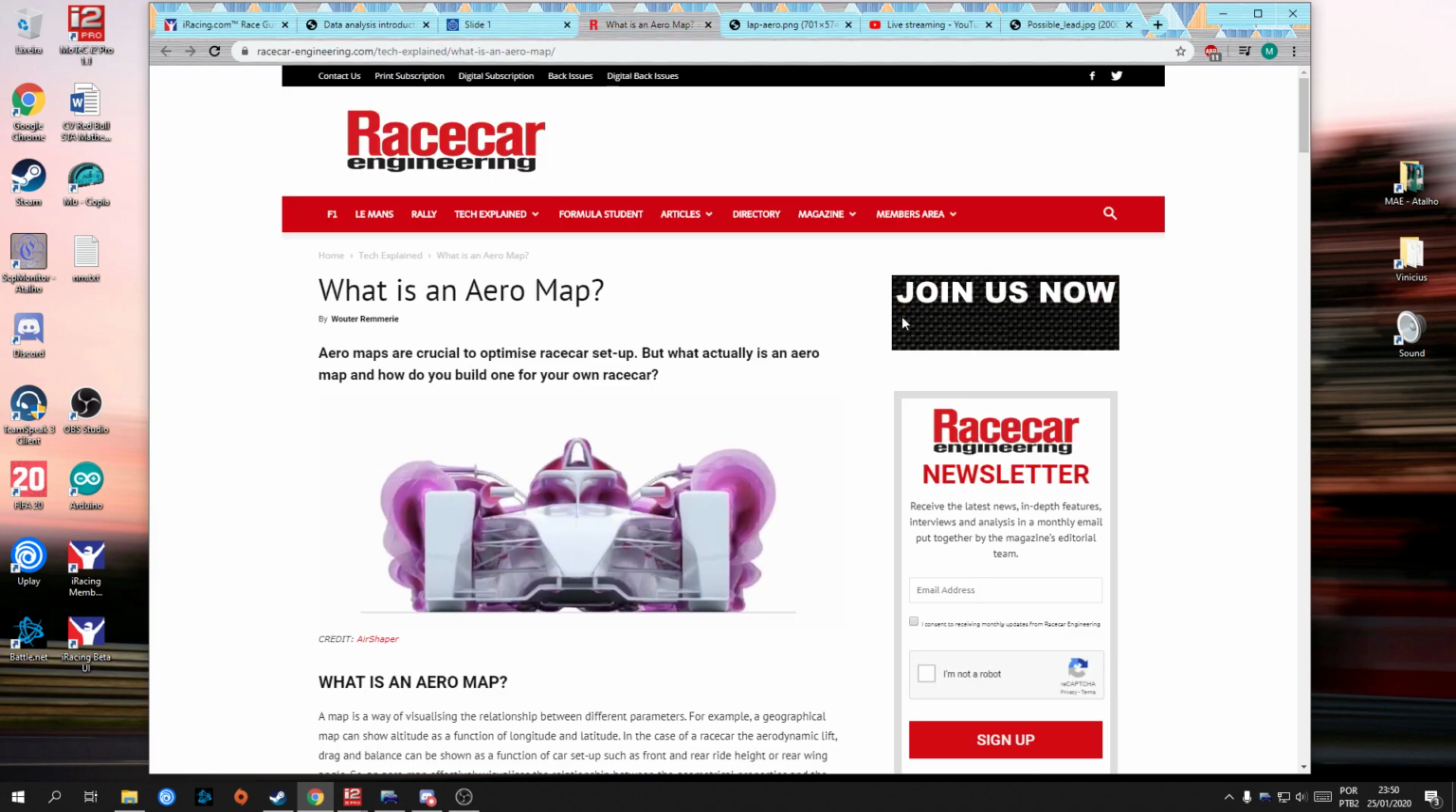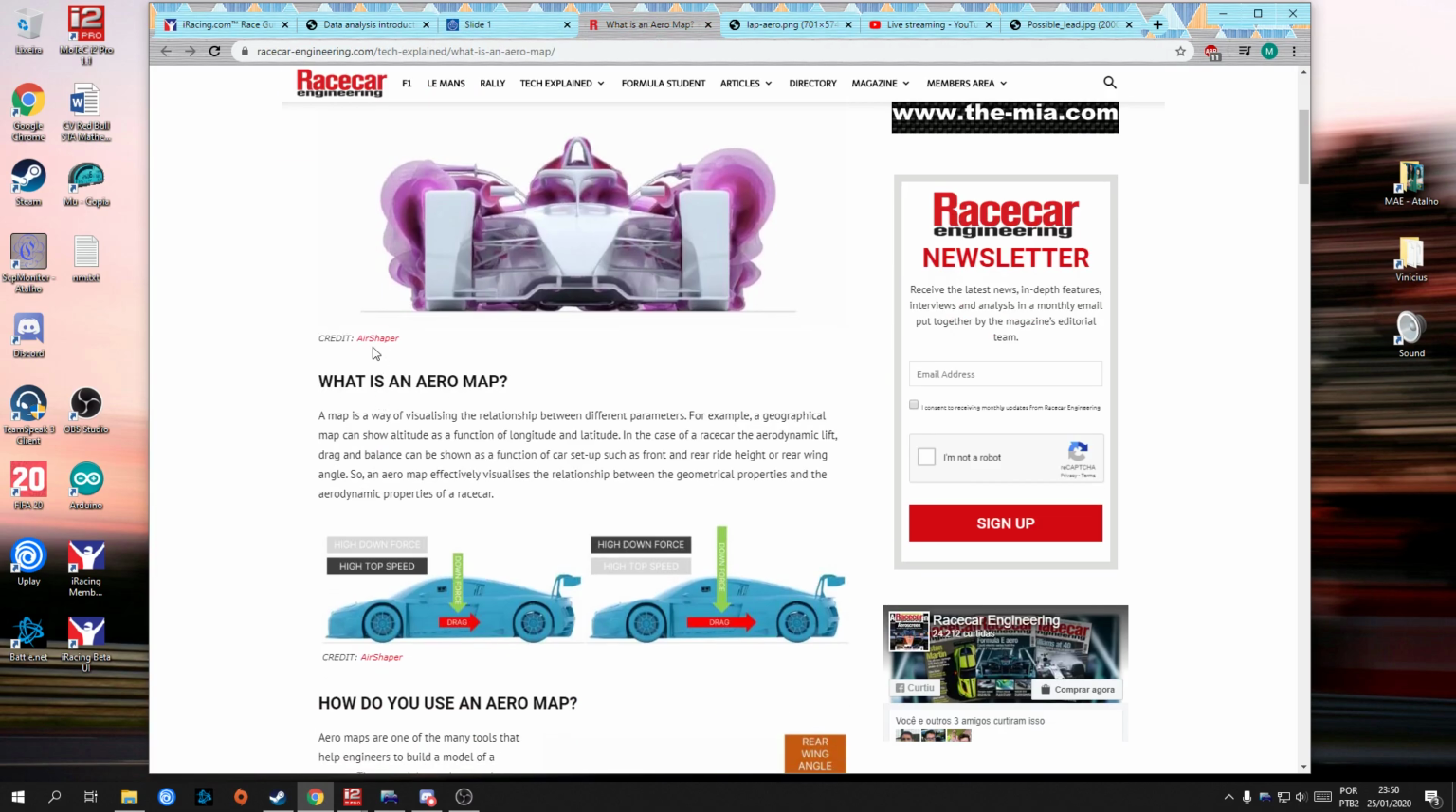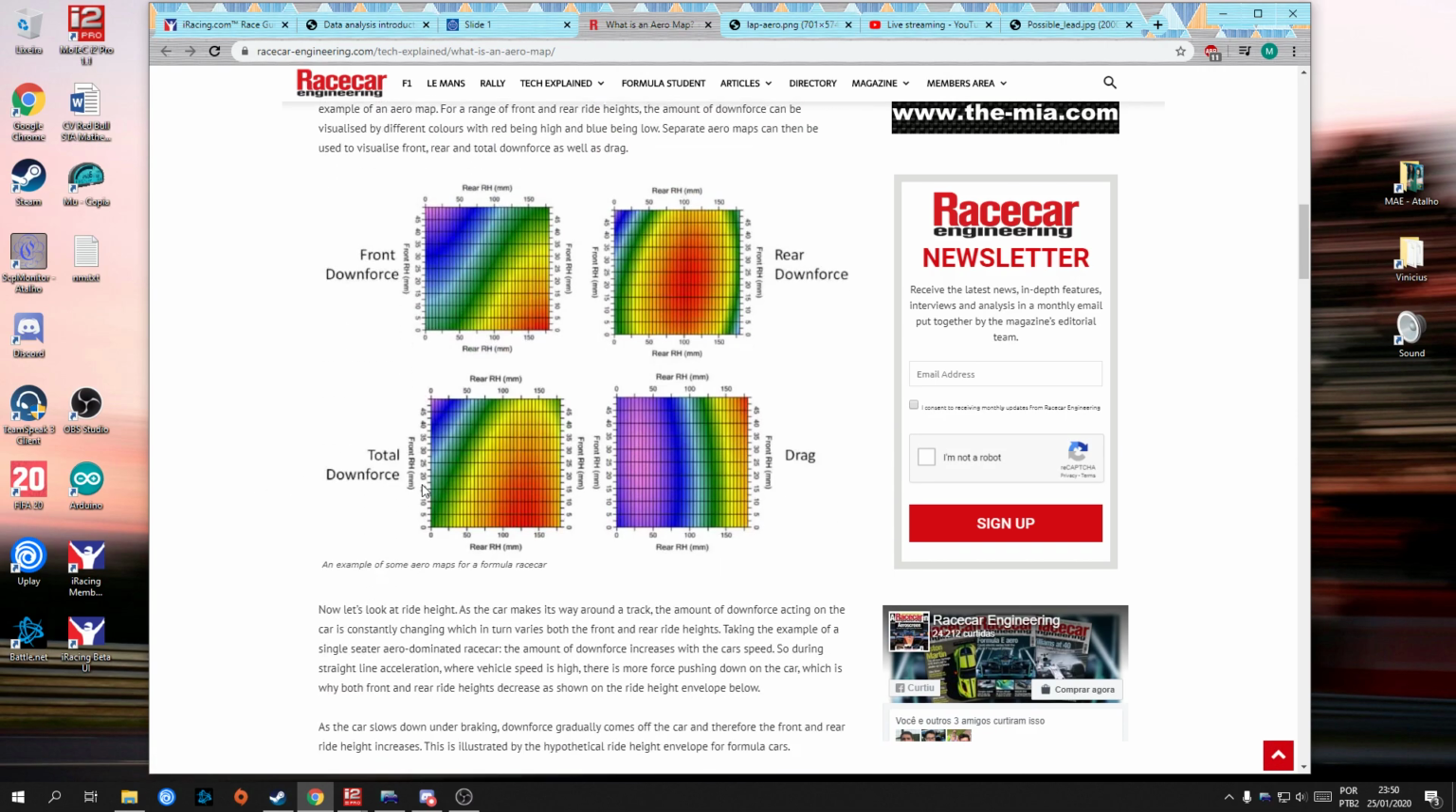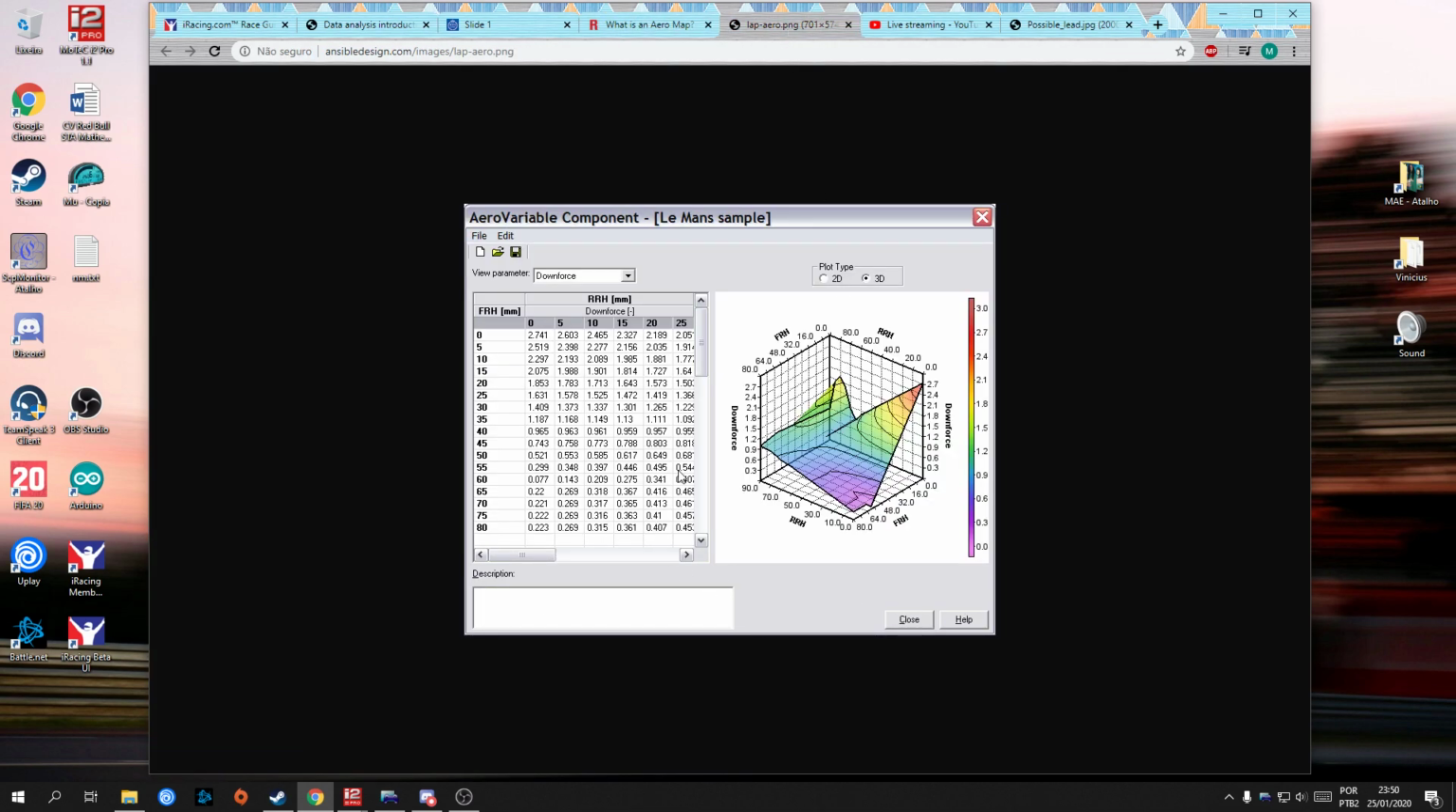So here, there is a very good article on the Racecar Engineering website explaining what an aero map is, and here there is another way to represent that. The red part of the map is where there is the most downforce being generated, and you can see the red having the most drag being generated here. So yeah, you basically have loads of ways to represent it. The way I like the most is the one that you put in the software, so it's going to give you the values depending on what you use in your car.